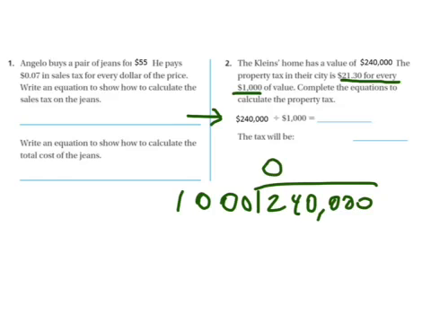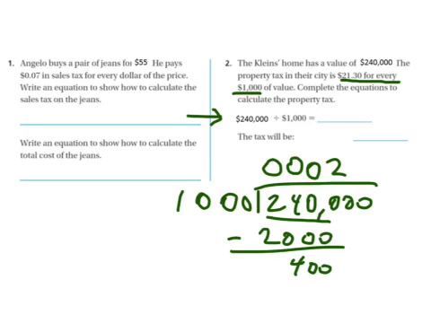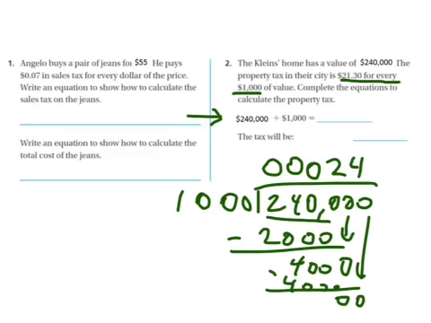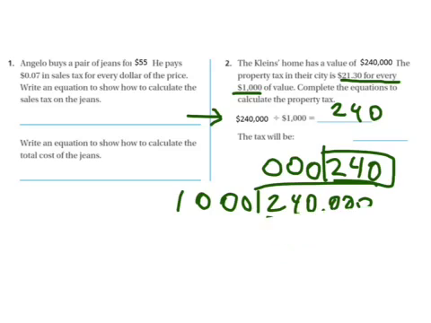1,000 goes into 2 0 times. It goes into 24 0 times. It goes into 240 0 times. But 1,000 goes into 2,400 2 times. 2 times 1,000 is 2,000. I subtract and I get 400. Then I bring down the 0. 1,000 goes into 4,000 4 times. 4 times 1,000 is 4,000. I subtract, I get 0, and then I bring down the 0. 1,000 goes into 0 times. Exactly. And then if we finished, we get no remainder. So 240 times.